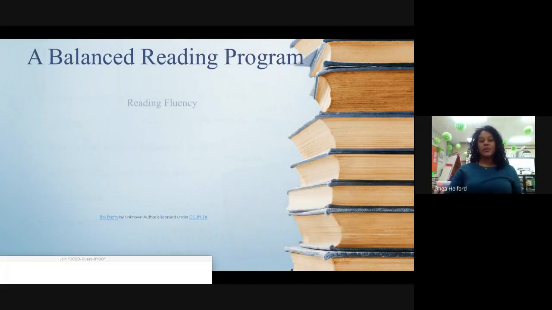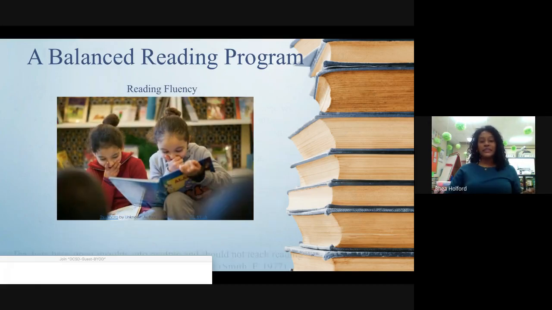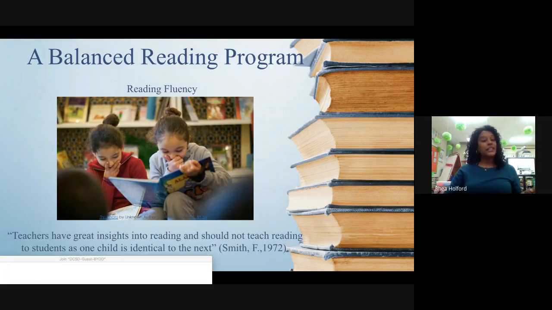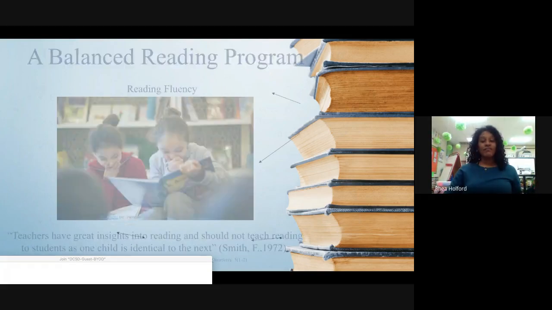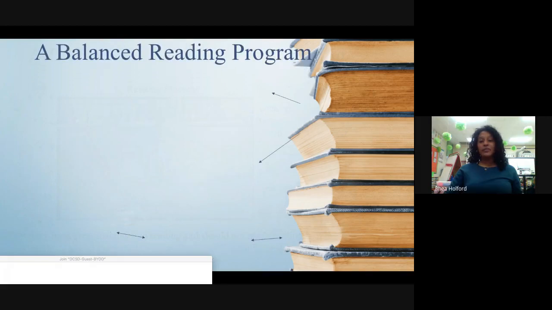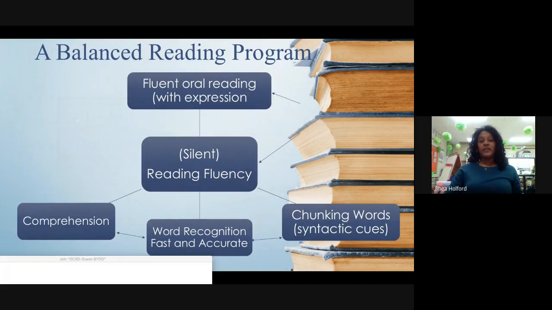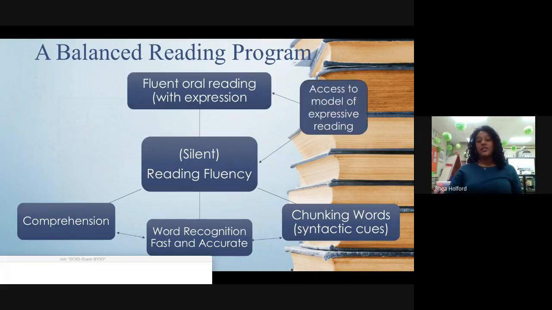So a balanced reading program. Reading fluency is very important. Teachers have great insights into reading and should not teach reading to students as one child is identical to the next. Each learner learns differently. So here we go, a balanced reading program. We have fluent oral reading with expressions, silent reading, fluency, comprehension, word recognition, fast and accurate, and chunking words, syntactic cues, access to model of expressive reading.